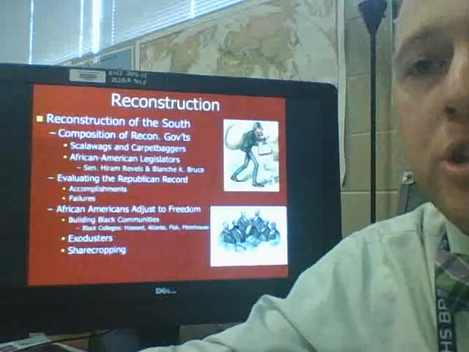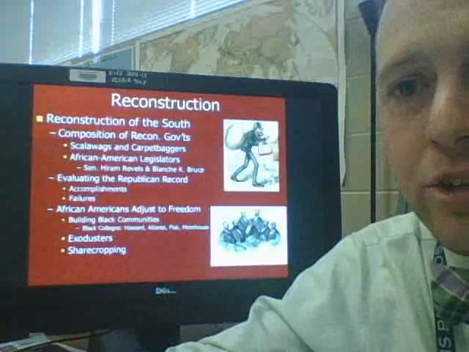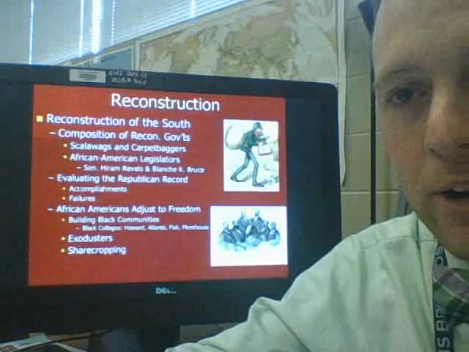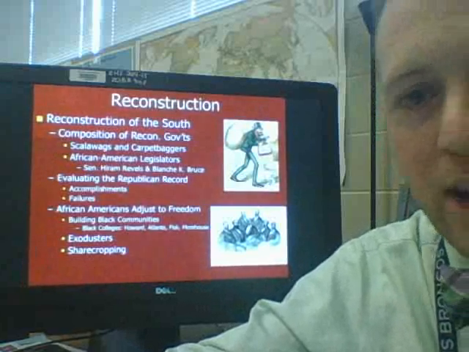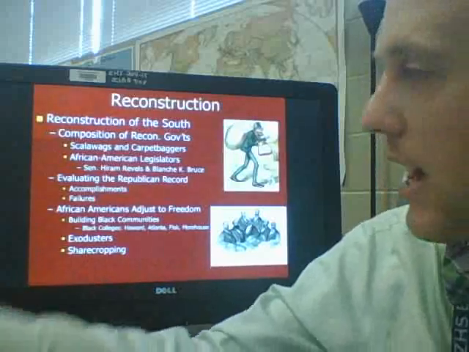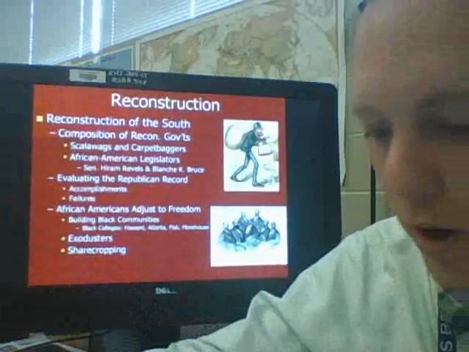Some were not there for that reason. Some were there to plunder. Some were there to take advantage of the situation, which they did. But it wasn't always the case. But carpetbaggers and scallywags are usually still a dirty word in the South because of those dirty Yankees coming down here. And then lastly, you have the African American legislators as well.